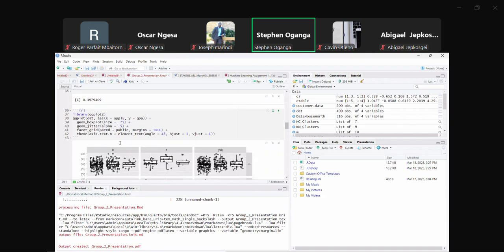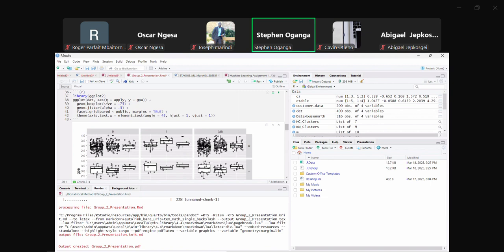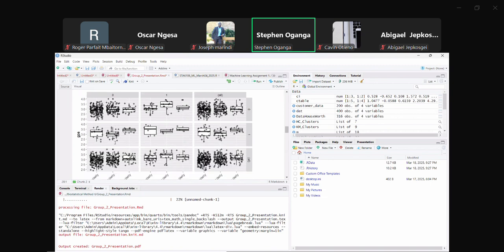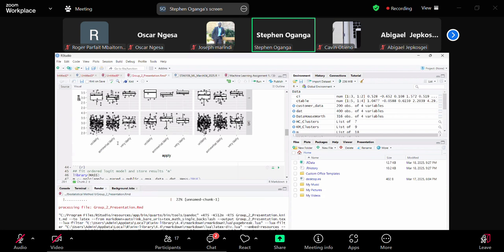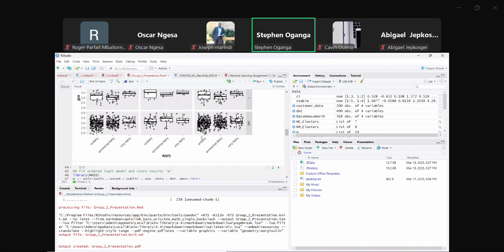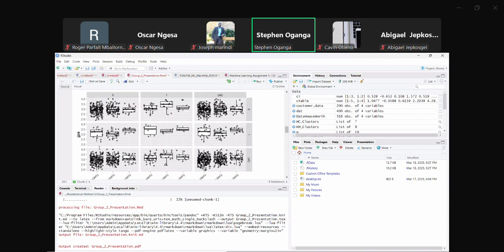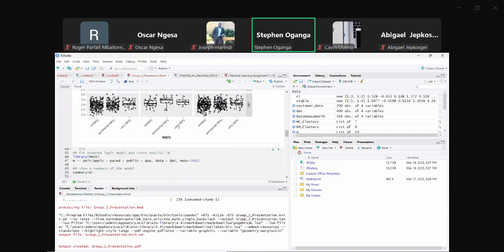And then here we use the ggplot to have a graphical presentation of the data. So on our y-axis, we have the GPA, and on our x-axis, we have the apply. If the student is unlikely, somewhat unlikely, or very likely to apply. And this was the visual representation of our data.